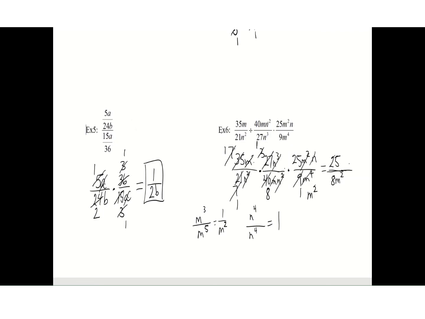So our final answer for this problem, example 6, would be 25 over 8m squared. That ends section 1.6.